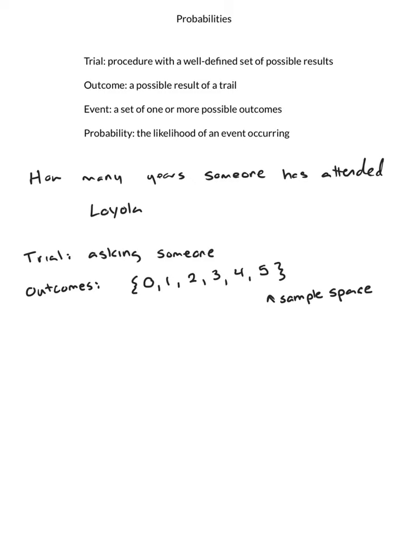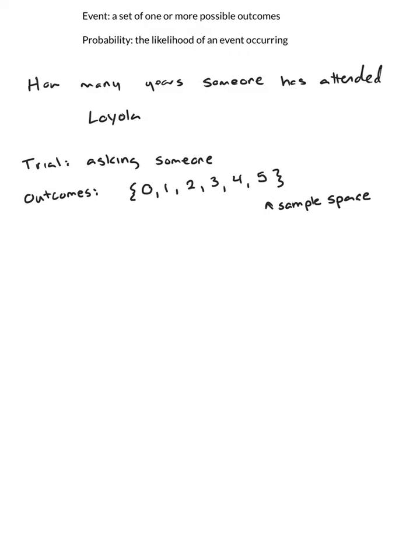Now, when we talk about an event, we're talking about one or more possible outcomes. So, for instance, in this case, one possible event might be someone has been here under 2 years. We call this an event because it includes, once again, one or more possible outcomes. If I say you've been here under 2 years, that could mean you've been here 0 years, or maybe you've been here 1 year.